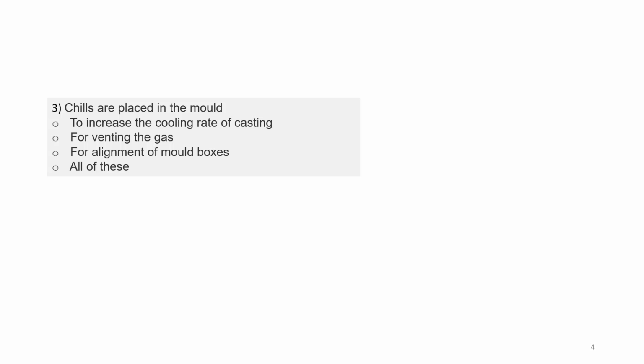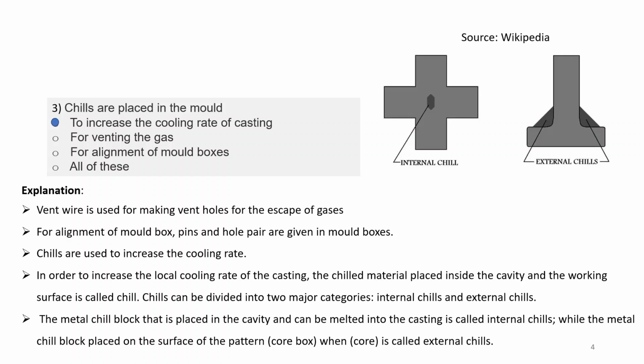So chills in the molding are used to increase the cooling rate of casting. For example, if you don't use chills, then the solidification may start from a place where you might have some defects such as misrun and other porosity. So chills are used for increasing cooling rate of casting. So first will be the answer.